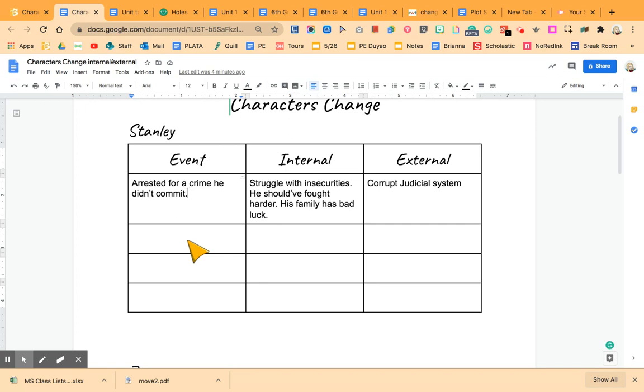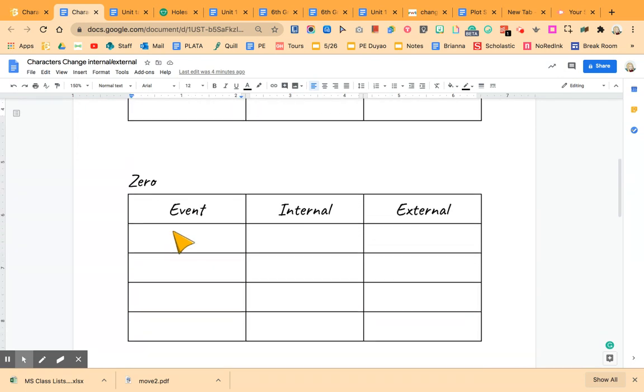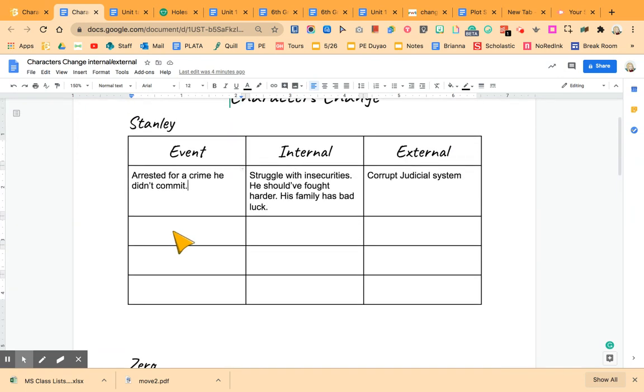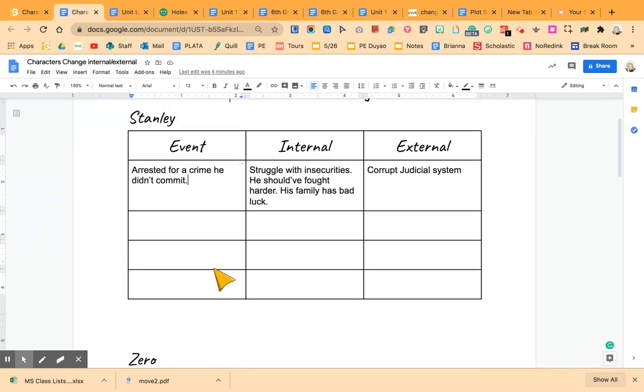So you're going to think of different events that happened in the book for each of these characters, and you are going to think about how those events had the characters struggling internally and externally. I want you to try to think of events that happened throughout the book, right? That could be another one for Stanley, could be when Zero took off, right? Or when Stanley decided to go after him to get him, and he crashed the truck into the hole, right? You're going to think about what that event did for Stanley, how it affected him internally and externally.